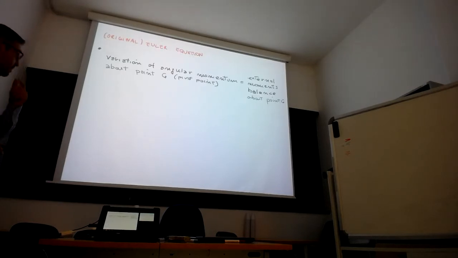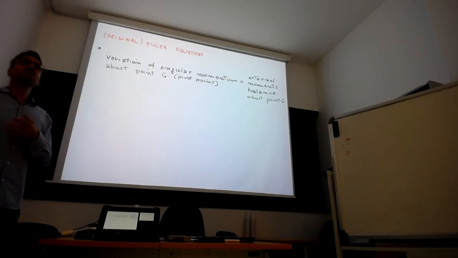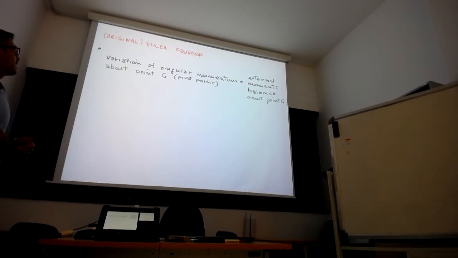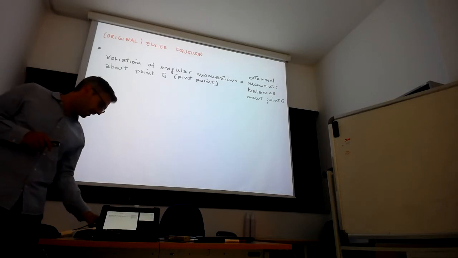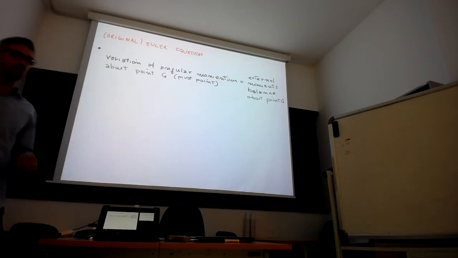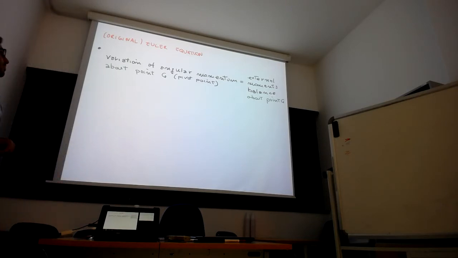But if you look at the Euler equation, it's the angular equivalent of the Newton equation and relates the variation of the angular momentum about a point, because when you talk about angular momentum, you always need to define a point with respect to which you want to compute it. We call this the pivot point. I say this point is the central mass.